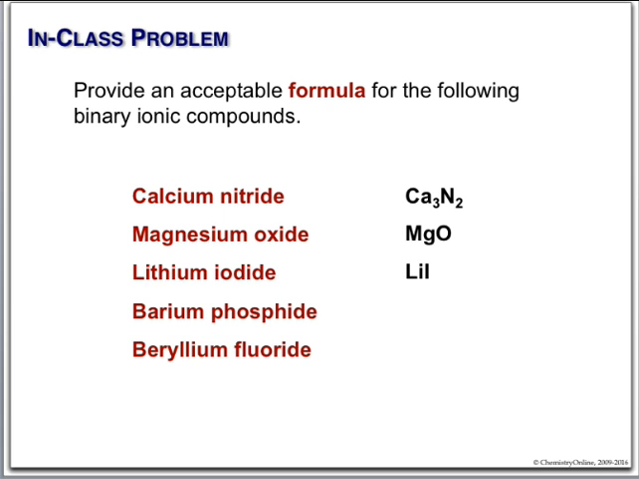Barium. Barium is in the second group, right here. So what's its charge? Plus 2. Phosphorus is sitting over here in group 5. So it's going to pick up how many electrons? 1, 2, 3. So phosphorus will be a minus 3. We have a plus 2 and a minus 3. What's the ratio? Use your crossover, just like calcium nitride, exactly the same. We're going to need 3 of the bariums and 2 of the phosphorus. This gives us 6 positives and 6 negatives.